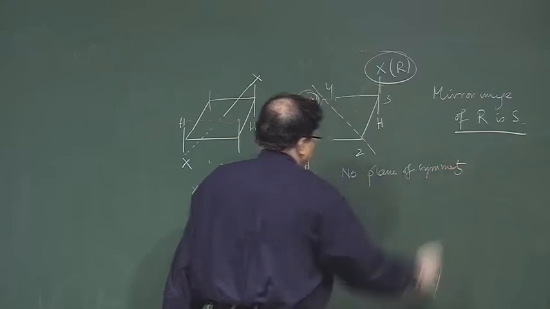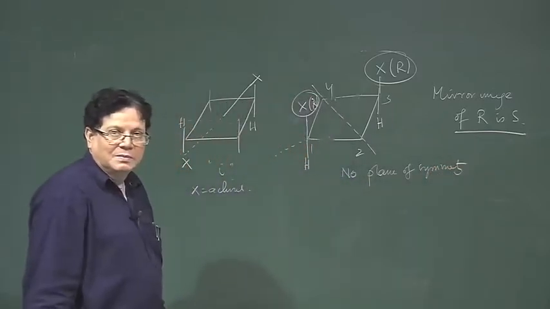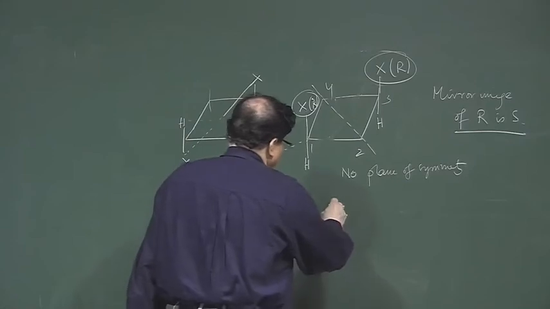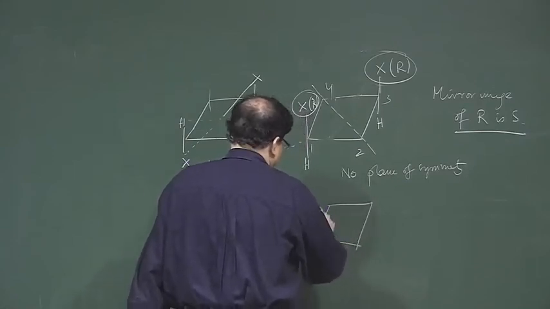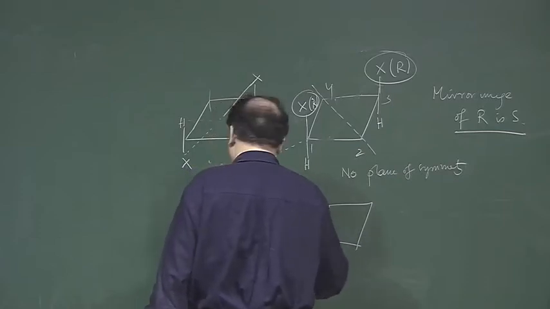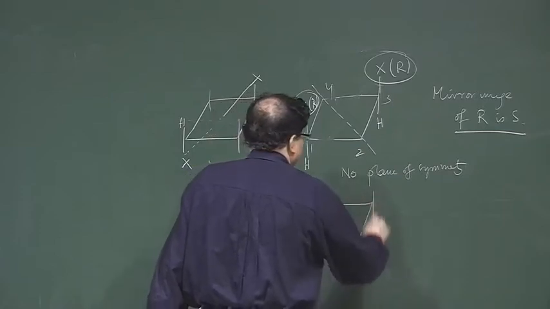No plane of symmetry. Okay. And so, which one has a plane of symmetry? You can easily make out that the one which has got a plane of symmetry is this one, XS and XR.